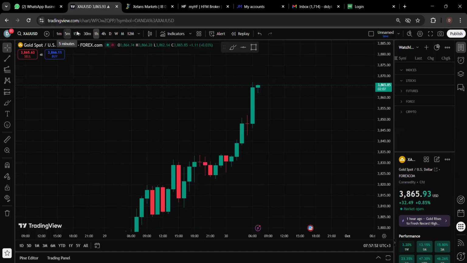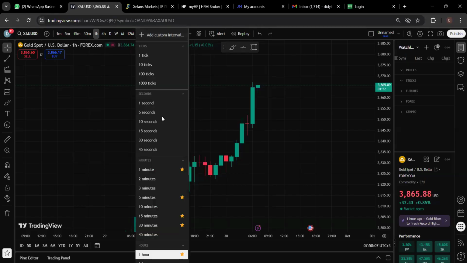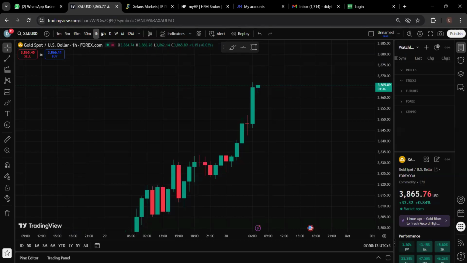Reach out so that I can help you arrange your chart like mine. If you have not set your time frames above this area like mine, simply click this arrow here, then click this star to favor it. You will have all your time frames here, but I'll sort you out after this session.